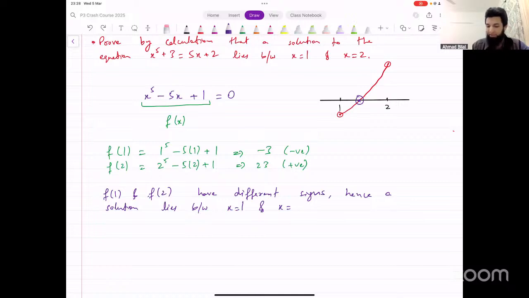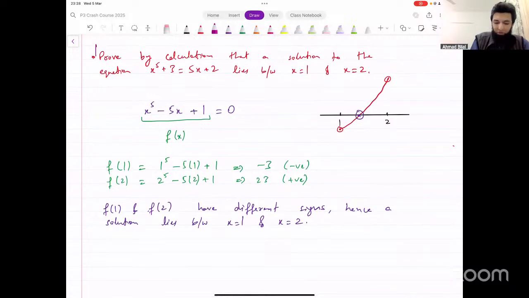This is one thing that you would have to do, that you would have to prove that a solution exists between two given values. Now, this is one way to do it. When they ask you to prove by calculation that a solution lies between these two values, this is how you do it. The other idea is they would ask you to sketch a graph, and using that sketch, prove that a solution lies between two given values. In that case, you would just sketch it, and on your diagram, you would see that the point of intersection is between 1 and 2, and that will prove that there is a solution between those two given values.